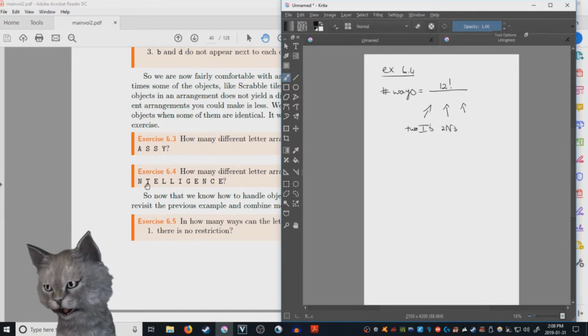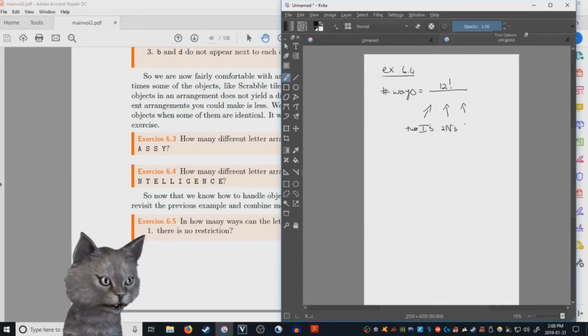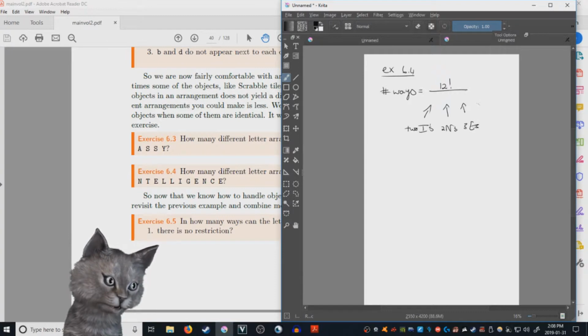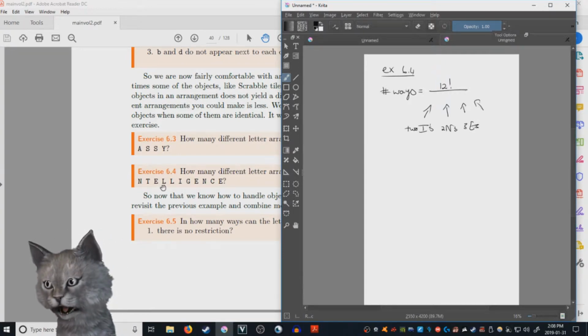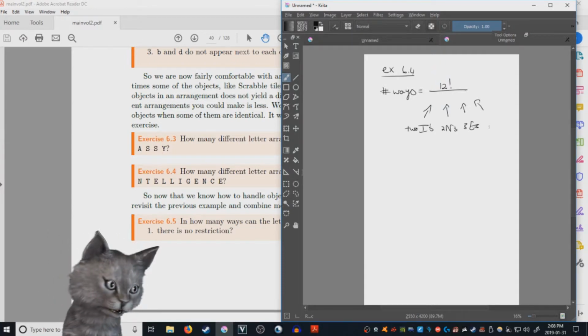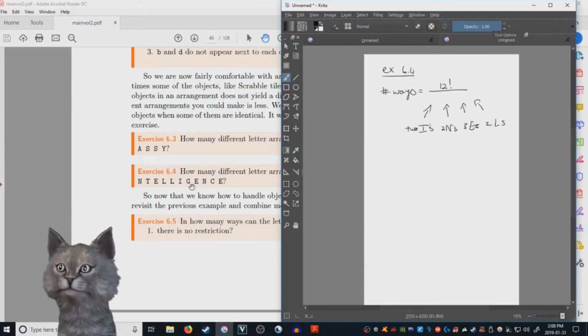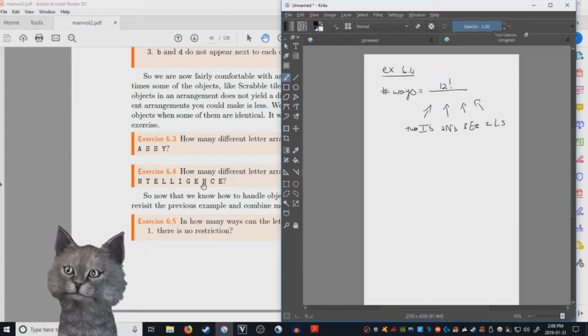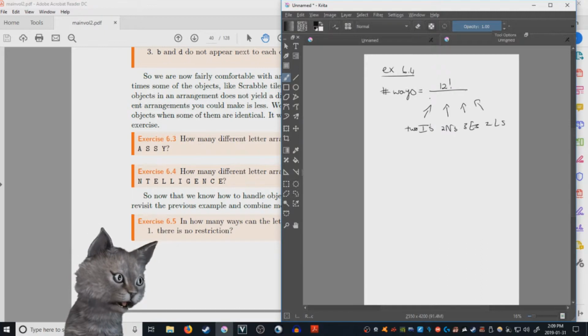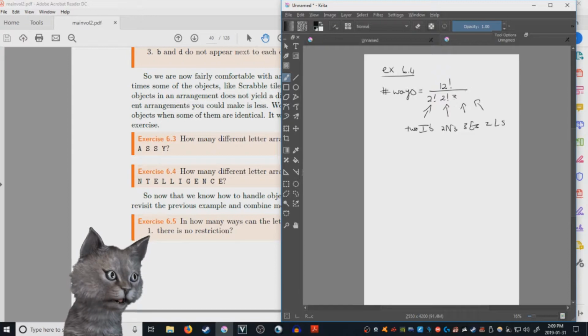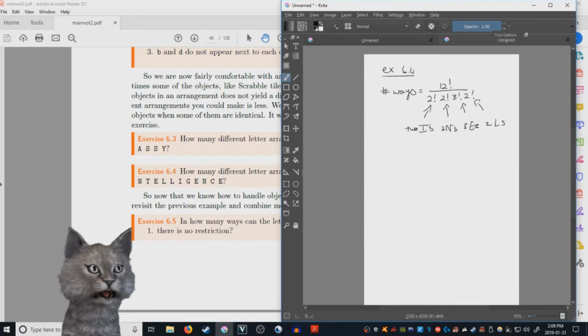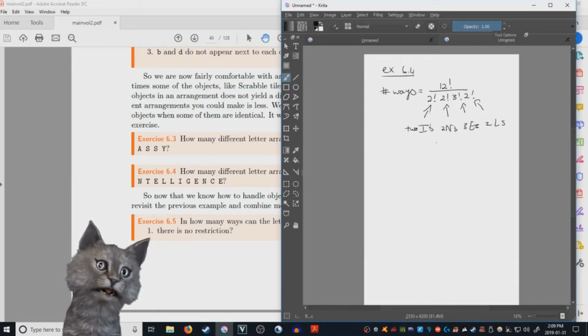T is unique. 1, 2, 3 E's. We have 2 L's. And I think that's it. The N's are covered. G doesn't look like anything. Okay. So that means underneath the line, 2 factorial times 2 factorial times 3 factorial times 2 factorial. All of them for each group of identical letters.